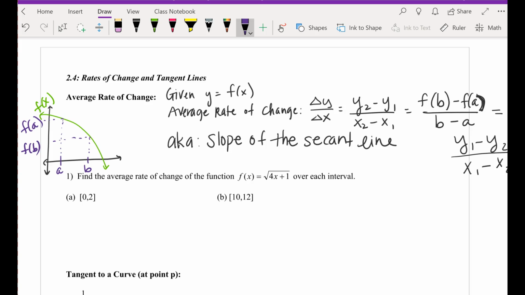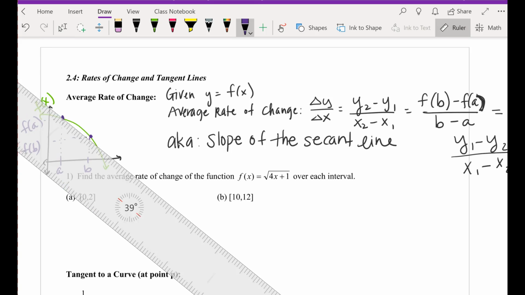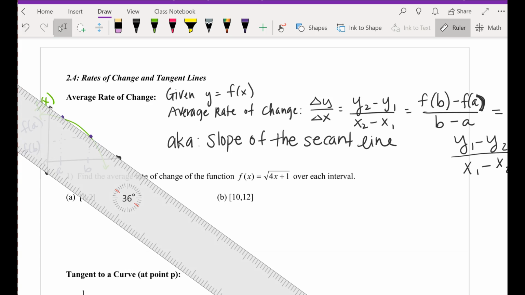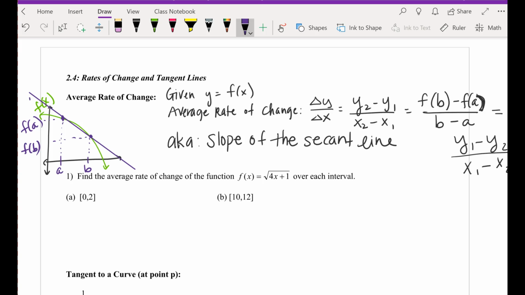Then the line that crosses these 2 points, guess what the line's called? Good job. So that line right there is called the secant line, and the slope is just the average rate of change. So what does it really mean by the average rate of change?